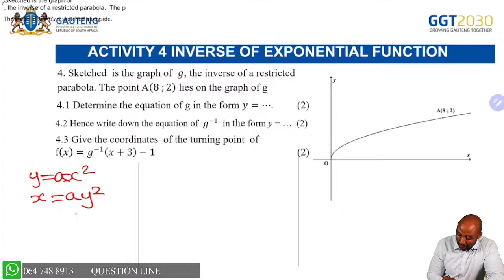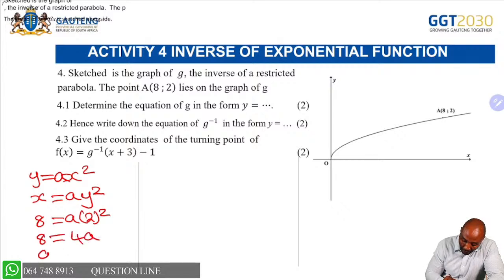If you check on our inverse function, our x is going to be 8 and our y is going to be 2 squared. In other words, this will give our equation as 8 is equal to 4a, and our a is going to be 2.